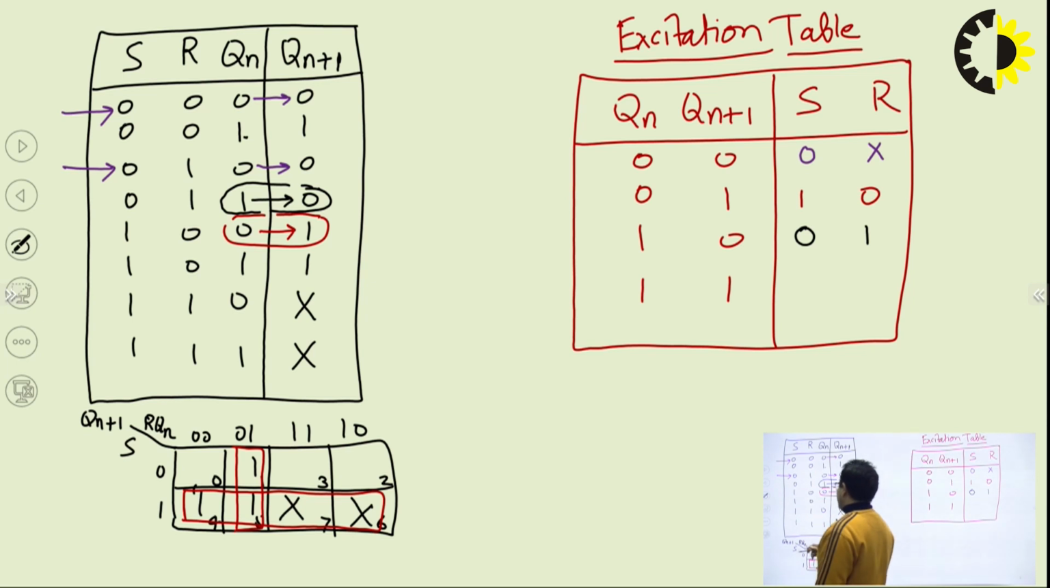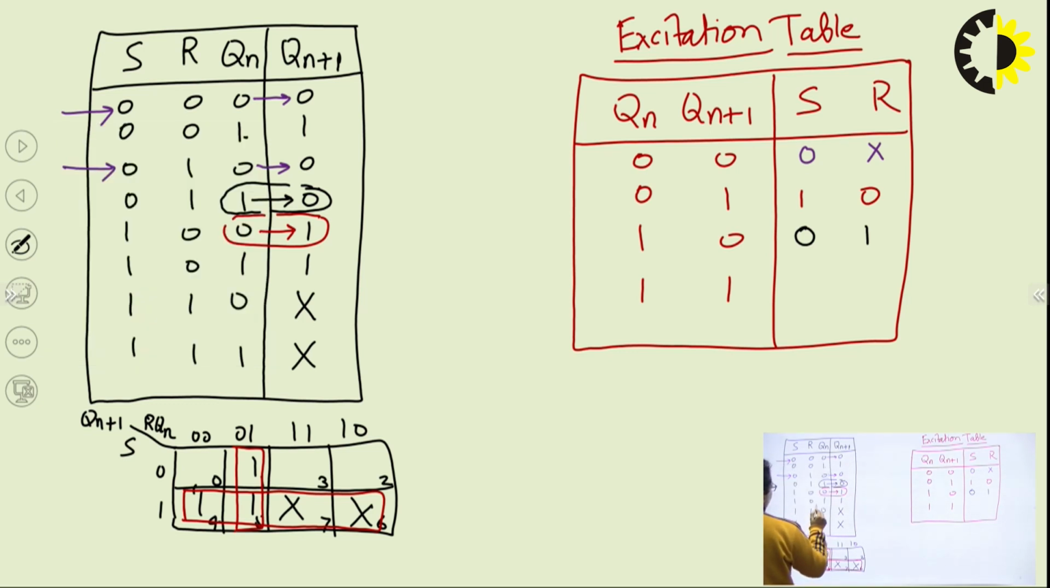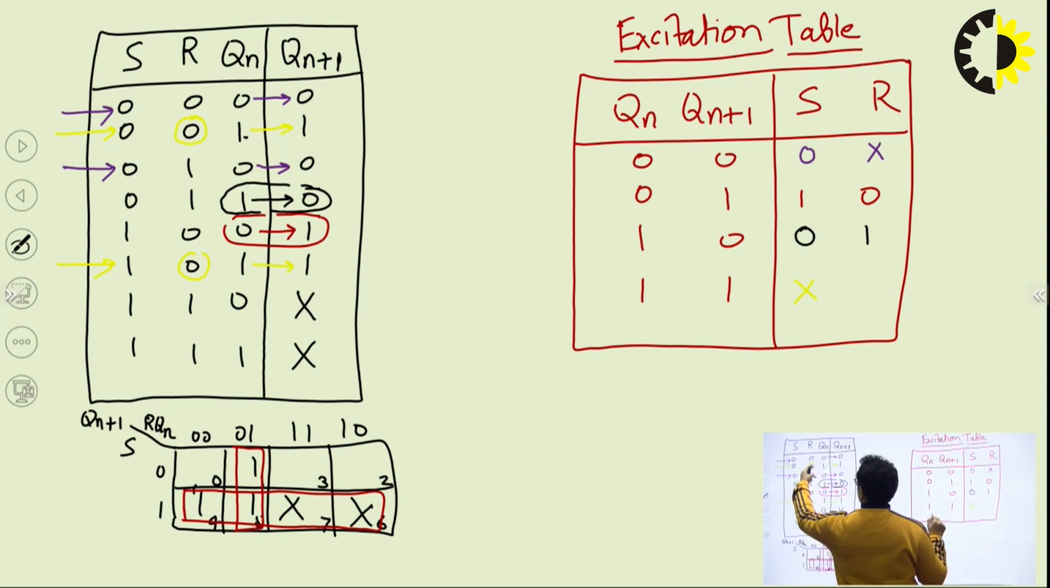Next case is about the 1, 1 combination. This is our 1, 1 combination and this is also a 1, 1 combination. For these two values, we have to concentrate on the input values. What we can observe is that the R terminal has the same value, but the S terminal is changing its value from 0 to 1. That means S is don't care and the value of R is 0.